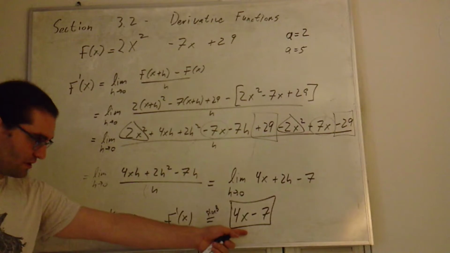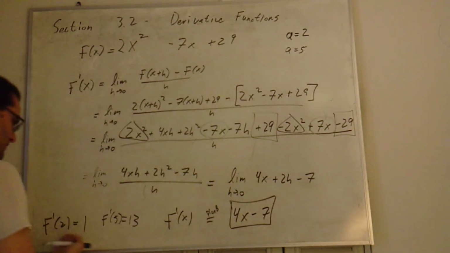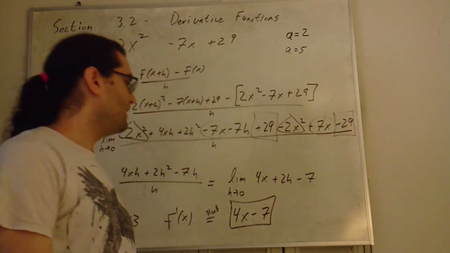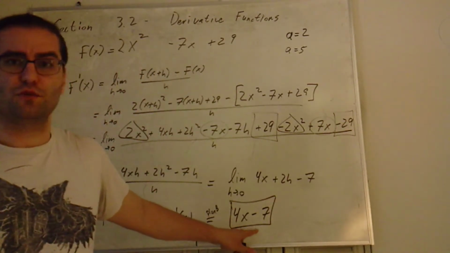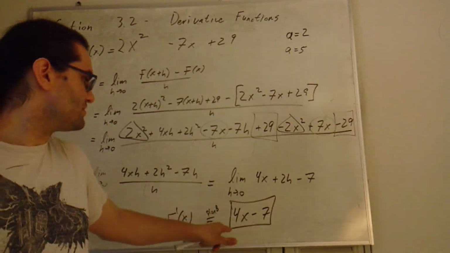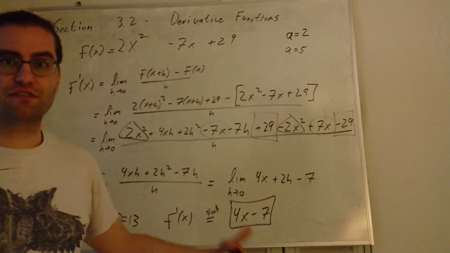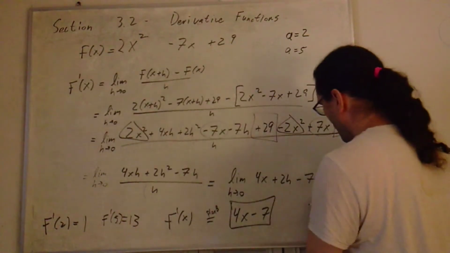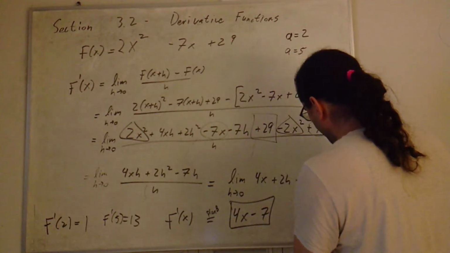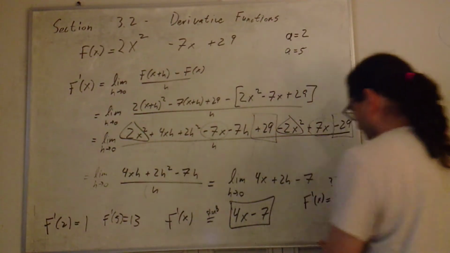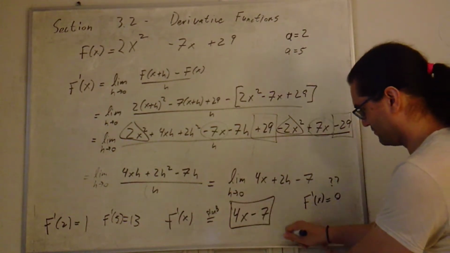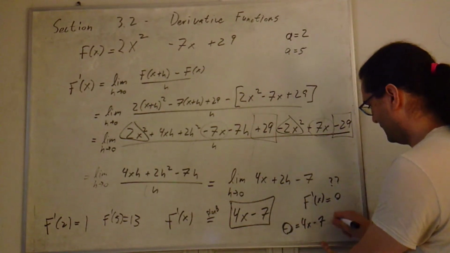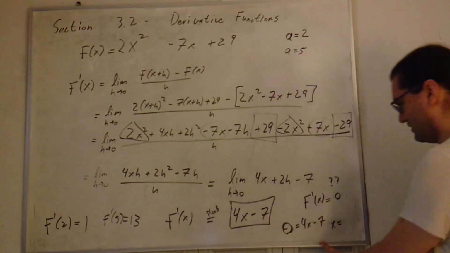Getting here is more work, but once you're here, finding slopes at specific points is very easy. The other cool thing we could do is, if we were interested in where the slope had specific values, we could do that. Like if I wanted to know where f prime of x equals 0, I could just set this equal to 0. 0 equals 4x minus 7. X is going to be 7/4.